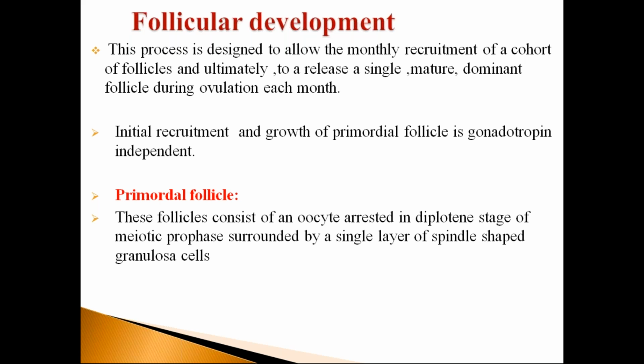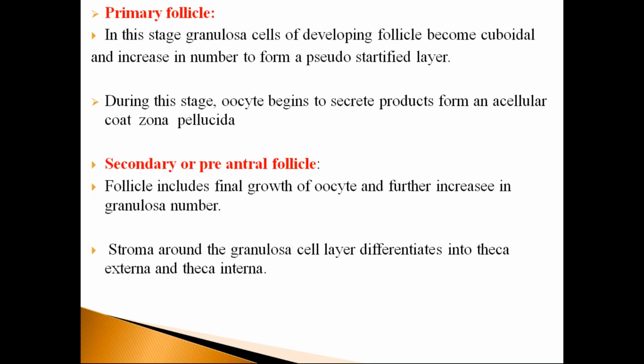So primordial follicles consist of an oocyte which is arrested in the meiosis 1 prophase diplotene stage, surrounded by a single layer of flat granulosa cells. It grows into a primary follicle, where the granulosa cells become cuboidal. This primary follicle consists of an oocyte, again in meiosis 1 prophase, with surrounding cuboidal granulosa cells, which are arranged in a pseudo-stratified layer.